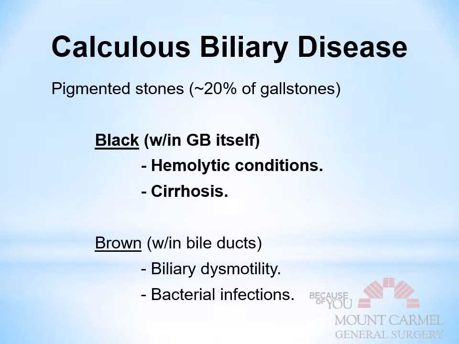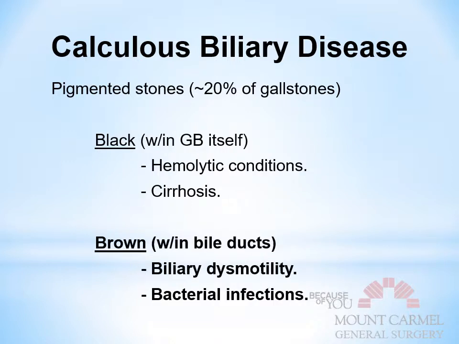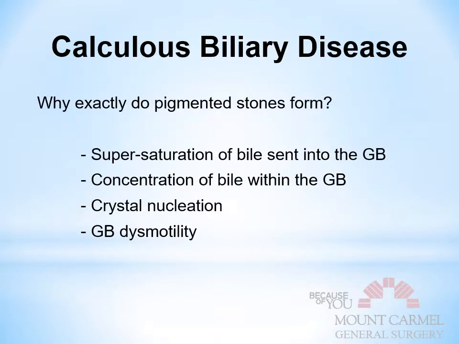So first are the black. These tend to occur within the gallbladder itself. They're hemolytic or in cirrhotic patients. Next will be the brown ones. These are within the bile ducts. They tend to form within the bile ducts at least. More indicative of biliary dysmotility and bacterial infection, or more susceptible to bacterial infection.